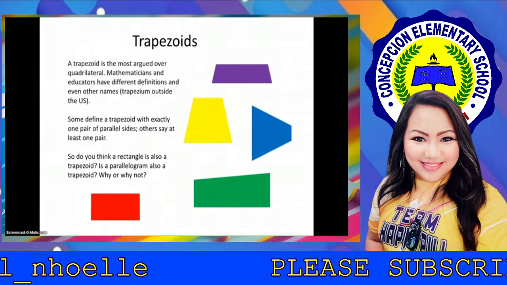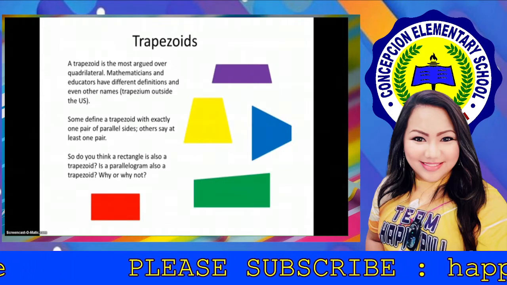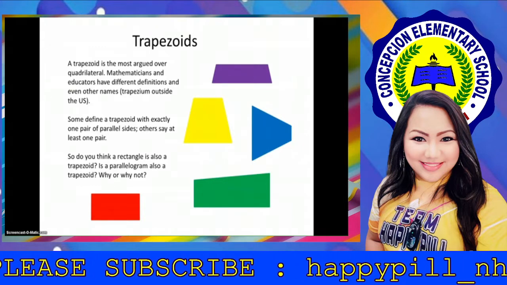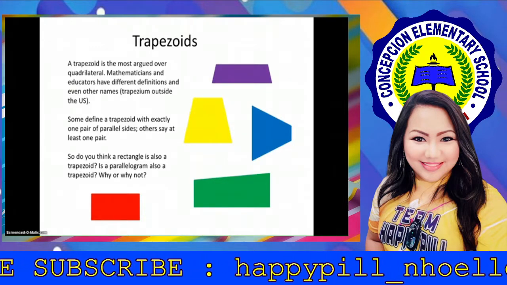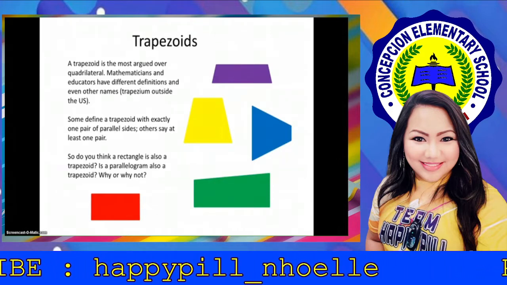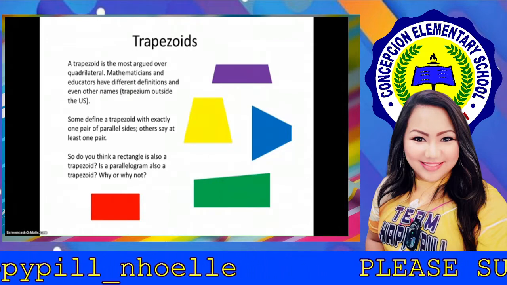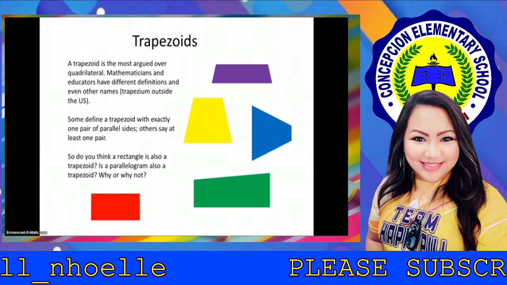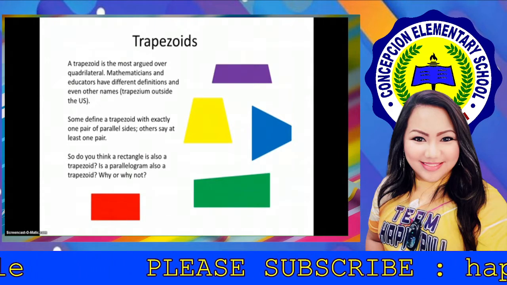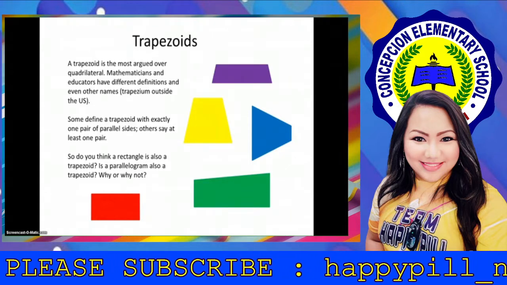A trapezoid is the most argued over quadrilateral or shape in geometry. Mathematicians and educators sometimes have different definitions, and sometimes even different names if you live outside the United States. Some people define a trapezoid to have exactly one pair of parallel sides. Others say that they have at least one pair, leaving the door open to having two pairs of parallel sides. So what do you think? Do you think a rectangle is also a trapezoid? Is a parallelogram also a trapezoid? Why or why not?